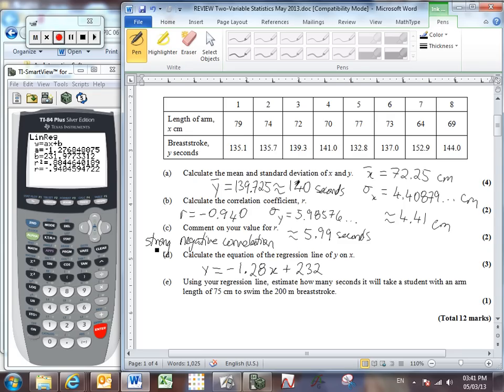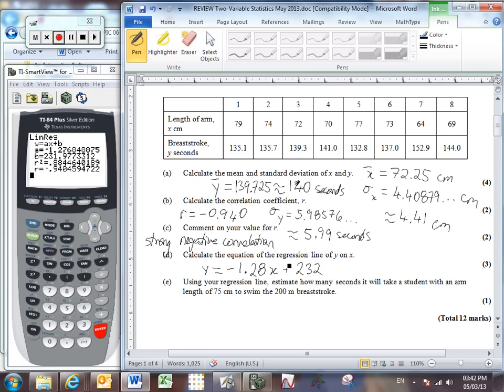And part E, using my regression line, I should estimate how many seconds it will take a student with an arm length of 75 centimeters to swim the 200-meter breaststroke. And so the length of their arm is now 75 centimeters, so the x value is 75, so let's substitute 75 into this equation.